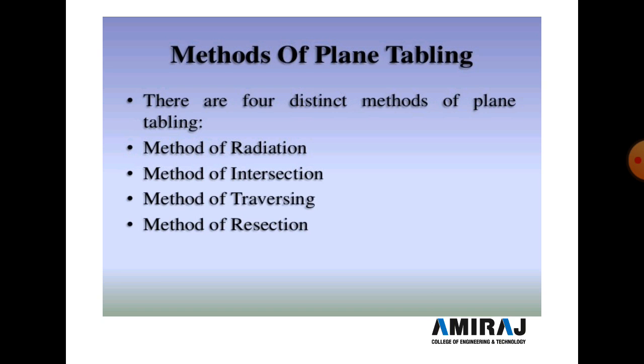In the GTU examination, this type of question is asked for 7 marks. A question like: analyze the different types or methods of plane table surveying and explain any one or two in detail with a figure. So let's start with the methods of plane tabling. One by one we will discuss them.